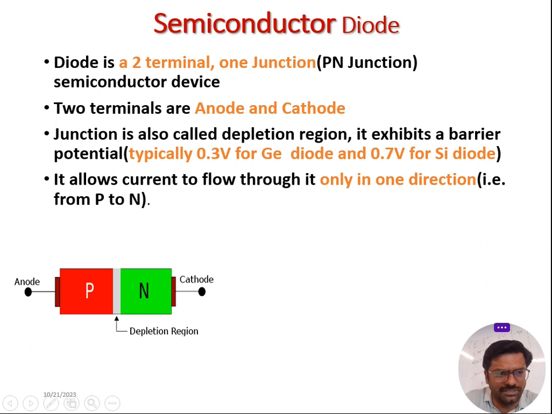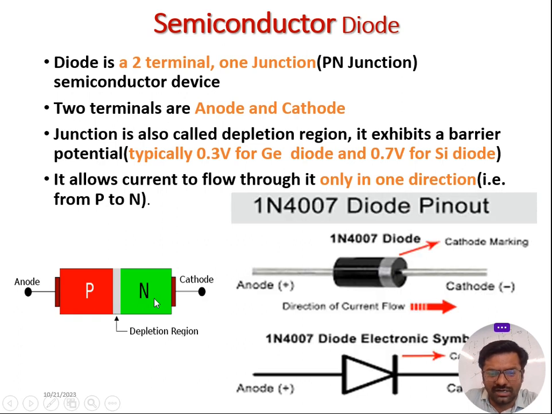Now we see how the construction is done for the diode. We can see here it is a P type material and an N type material. We sandwich the P and N type materials so that we have two terminals. Towards the P type material, the terminal is called the anode, and towards the N type material, the terminal is called the cathode. Now between them there is a depletion region. It is shown like this, and here we see how exactly the diode looks.